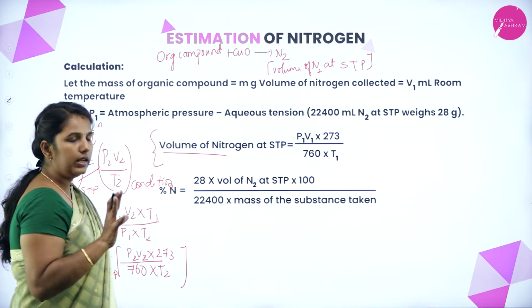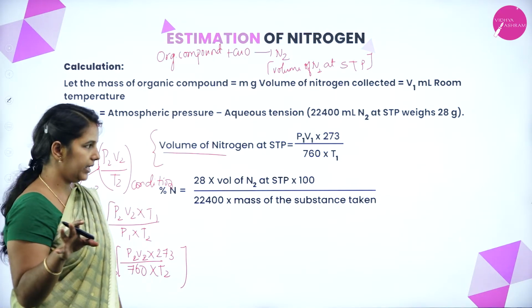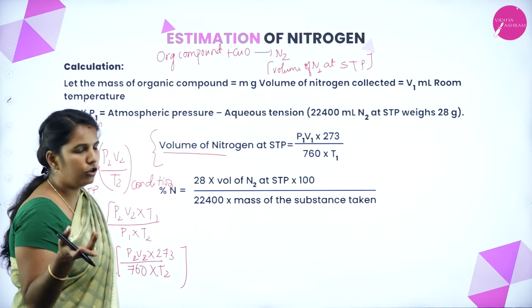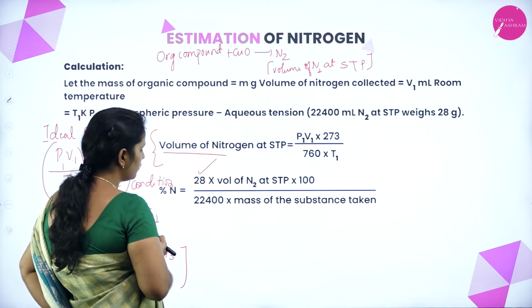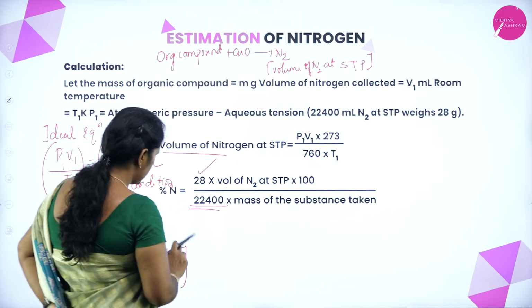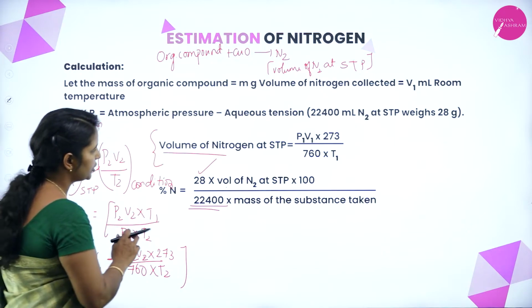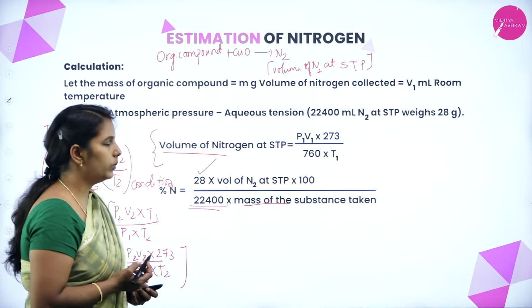Now if I want to calculate the percentage of nitrogen liberated at STP, I will multiply with the molar volume of nitrogen gas, which contains this much amount of nitrogen, divided by the molar volume, into the volume of nitrogen gas at STP. We can calculate it by this equation, into 100, divided by the mass of the organic compound which has been taken.